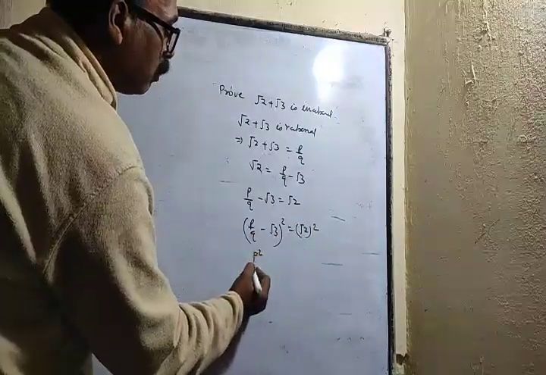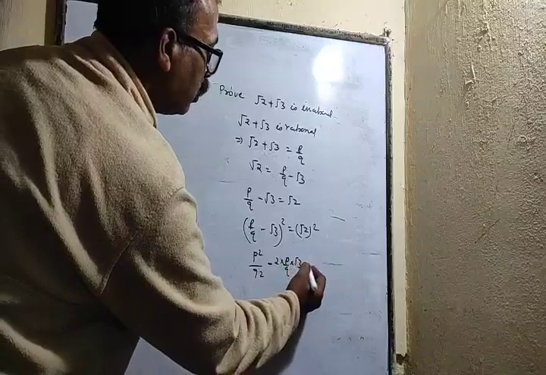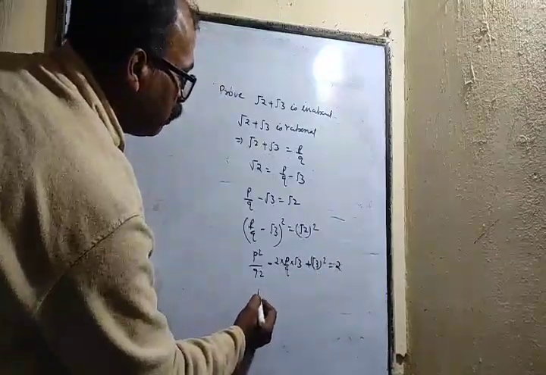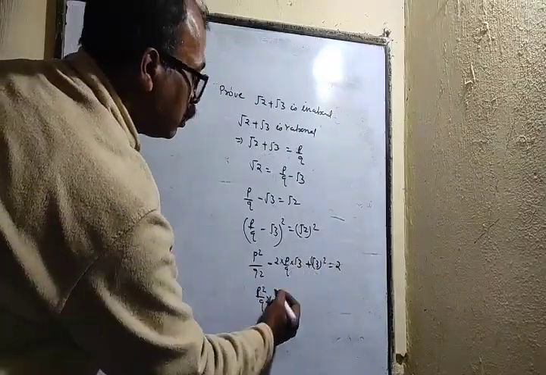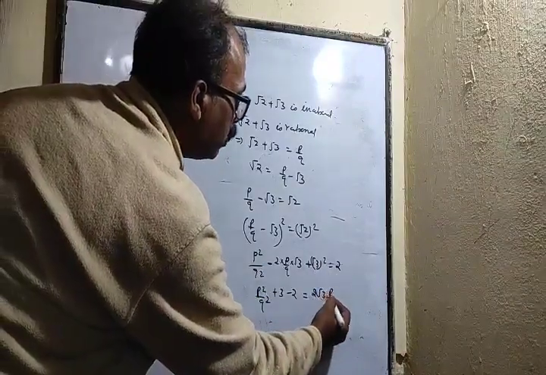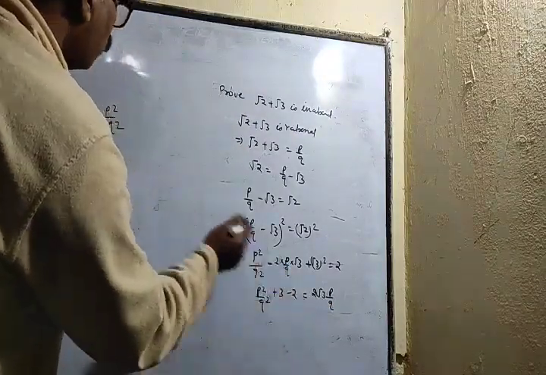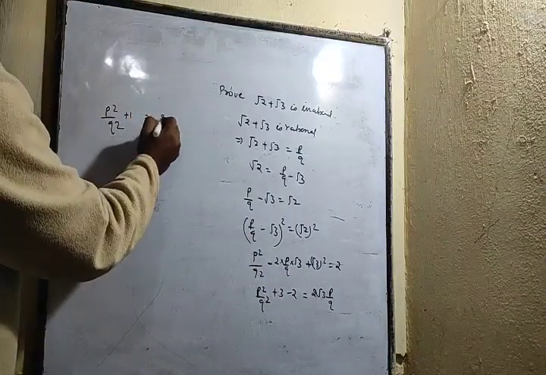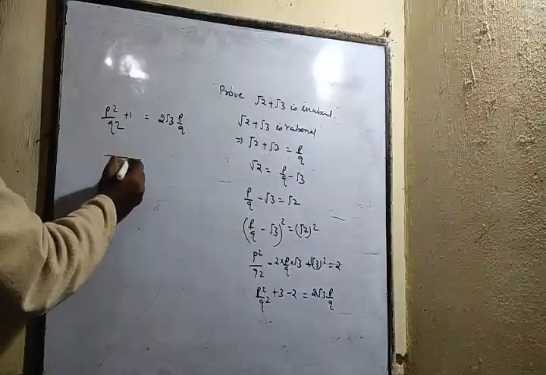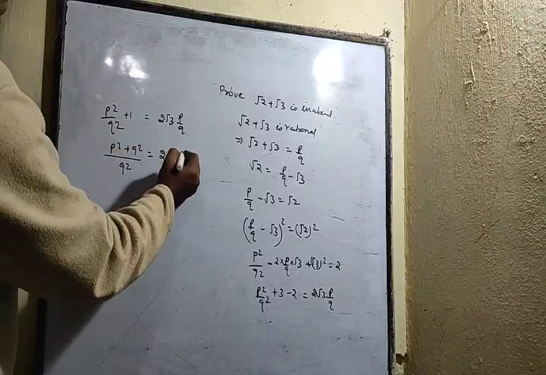So it will be p square by q square minus 2 into p by q into root 3 plus (root 3) whole square is equal to 2. Now it will be p square by q square. This is 3, bring this to this side. Send this one that side. So it will be 2 root 3 p by q. So what will happen? p square by q square, and 3 minus 2 is 1, plus 1 is equal to 2 root 3 p by q. So after solving, p square plus q square is equal to 2 root 3 pq.